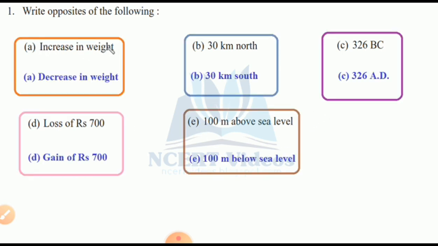meter above sea level. Students, the answer is very easy. Whenever anything is increasing, the opposite is decreasing. Correct. So the opposite is a decrease in weight. In the same way, the opposite of north is south. So 30 km north as well as 30 km south. Isn't it? So the answer is 30 km south.